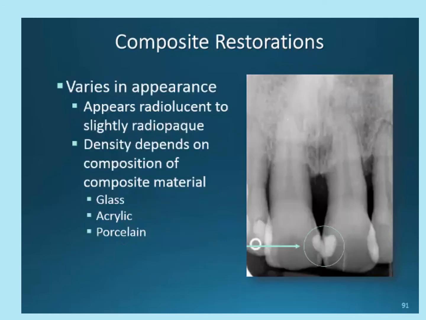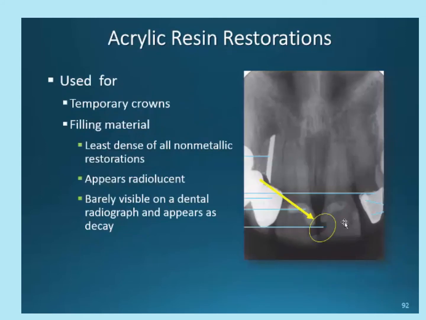Composite restorations, as mentioned earlier, come in different classifications or densities. We have glass ionomers, we have acrylic, and we have those also made of porcelain. This is an image of the change in density and how they do appear a little bit more radiopaque, but not completely. They're kind of like a mixed radiolucent material as opposed to either a metal restoration or the natural tooth structure.